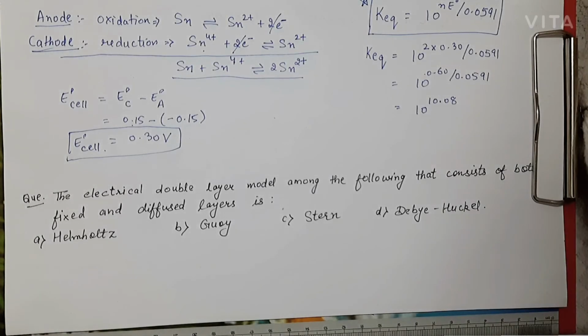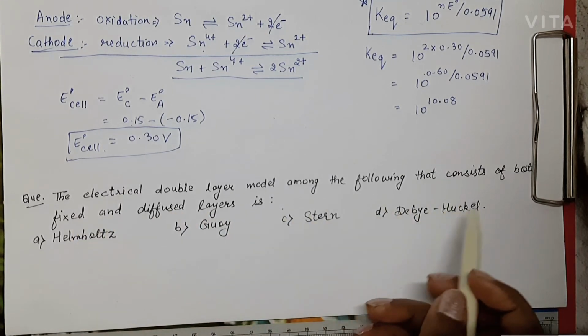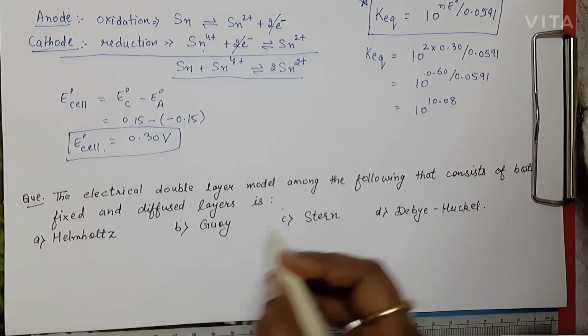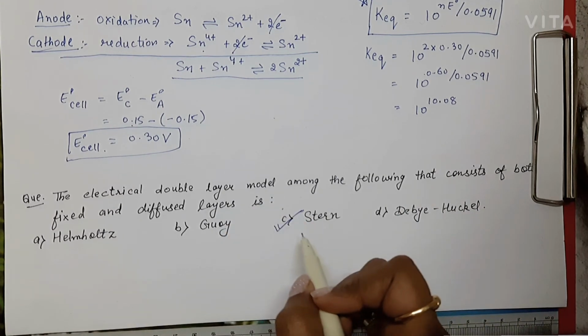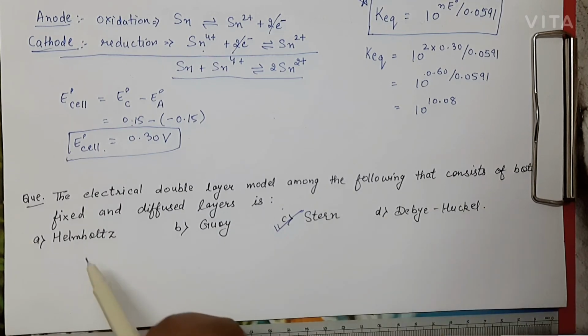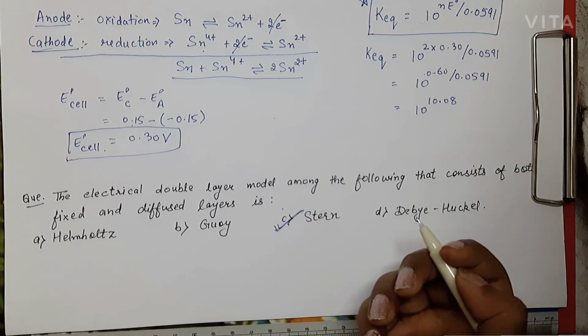The next question is very easy. It says that among the following electrical double layer models, the one that consists of both fixed and diffuse layer, that we all know, that is the Stern model. Stern model talks about the electrical double layer, right, in which one is a fixed and one is a diffuse layer. So the correct option is option C.